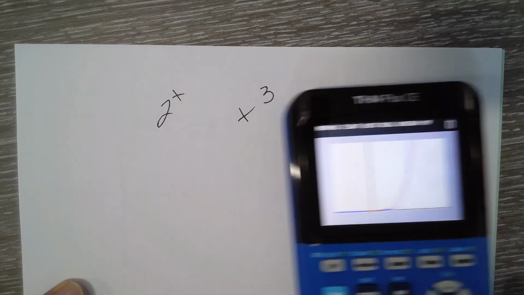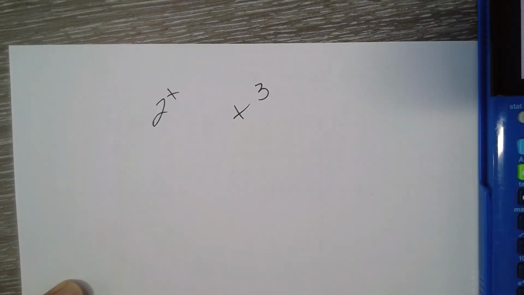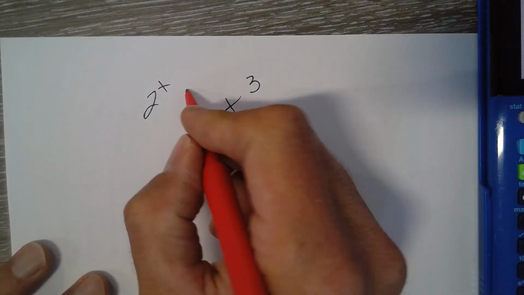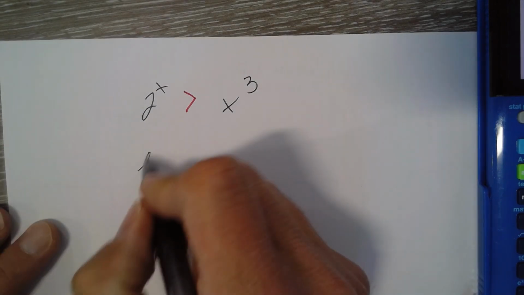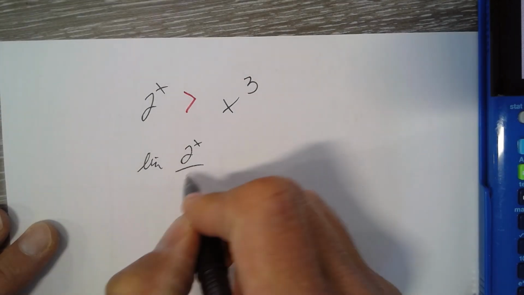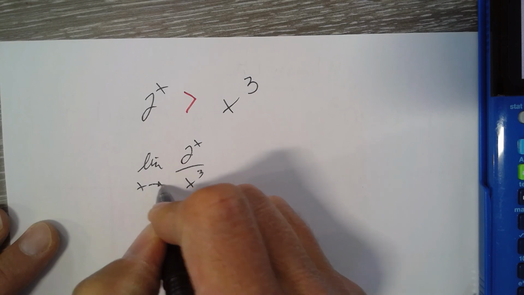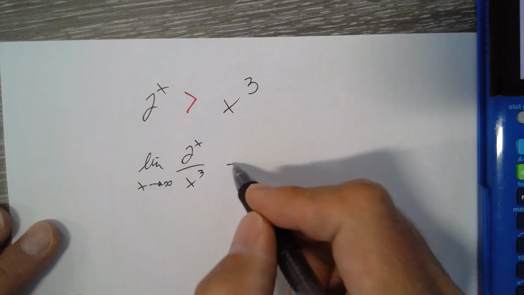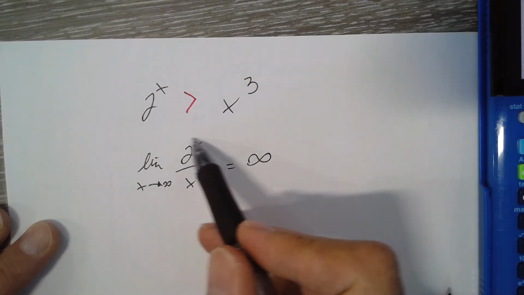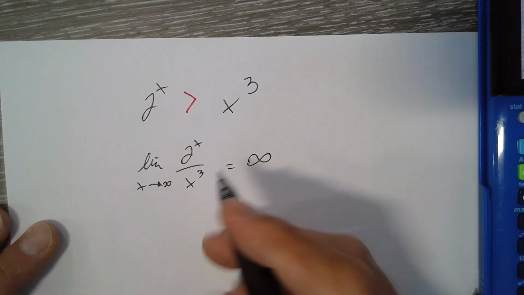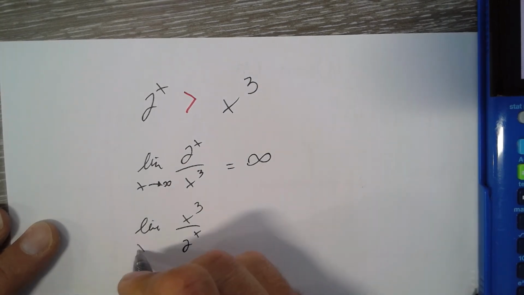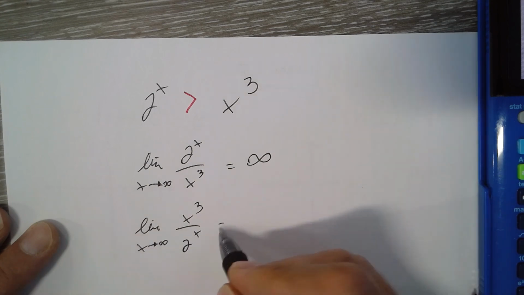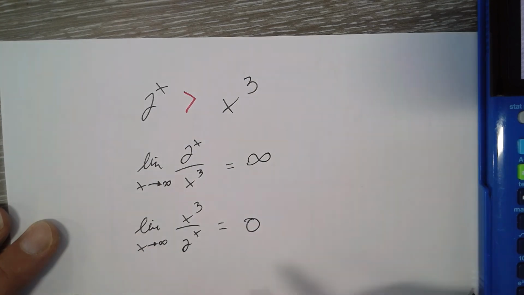Exponential is pretty dang powerful in math. So that is more dominant. So the limit of 2 to the x over x cubed as x goes to infinity would be infinity, because that's more dominant and the more dominant one's on top. If I had it upside down, x cubed over 2 to the x as x goes to infinity, then this would be 0 because the more dominant one is on the bottom.